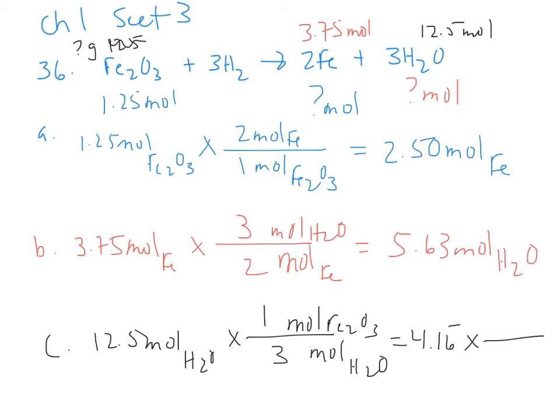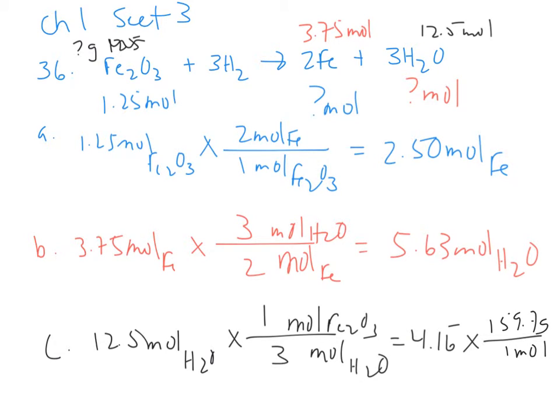And now if I want to convert that to grams, I have to find the molar mass of Fe2O3, which I find to be 159.7 grams. So then when I multiply that by the 4.16, keeping 3 sig figs, I'll get 665 grams of my Fe2O3.